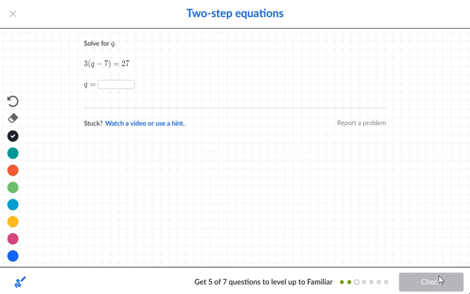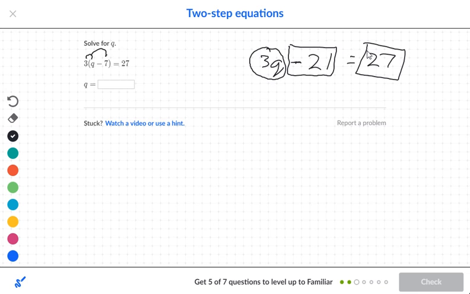Okay, now again I got another parentheses. So what I want to do here is multiply 3 times q and then 3 times a negative 7. So this gives me 3q minus 21 is equal to 27. Code it, circle the letters, and box the numbers.